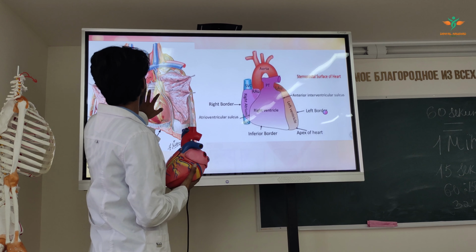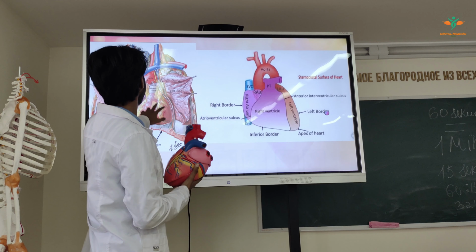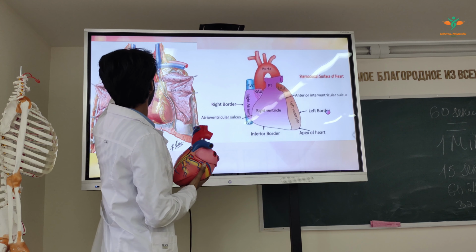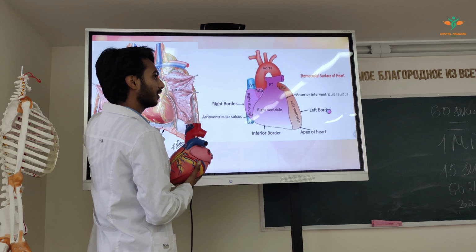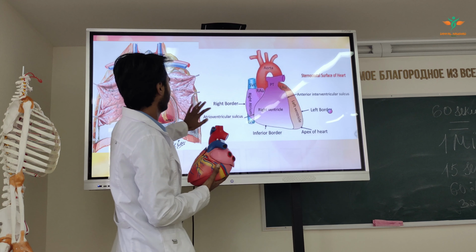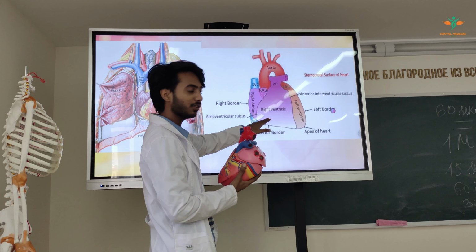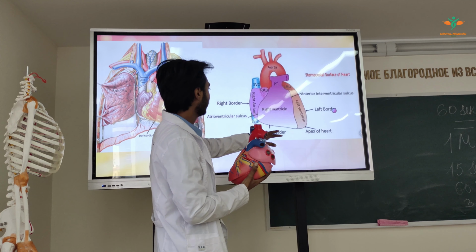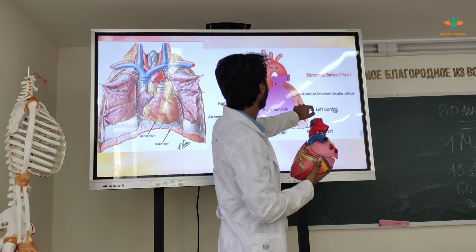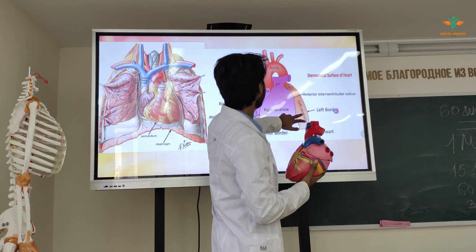Here are the lungs, and between the lungs is the heart with its apex. There is the pulmonary trunk and the superior vena cava, and behind this the inferior vena cava. This is the right border formed by the right atrium, and the right ventricle on the inferior border, and this is the apex, the left border, and the aorta.